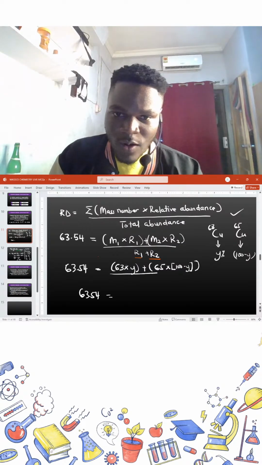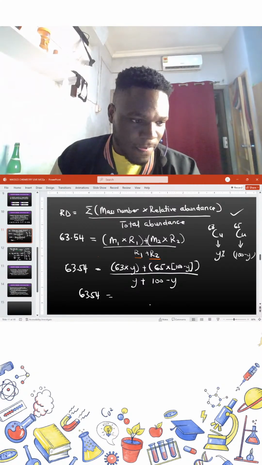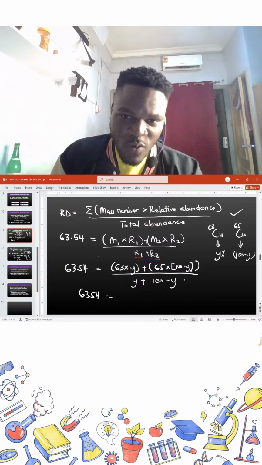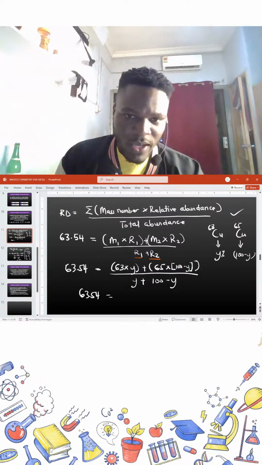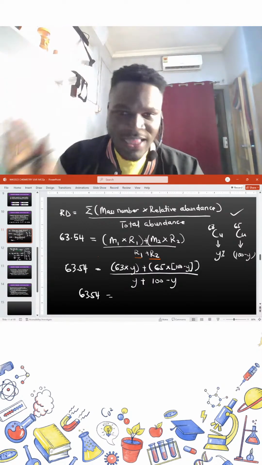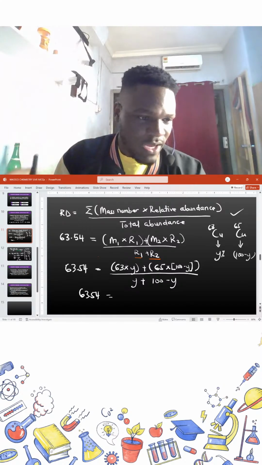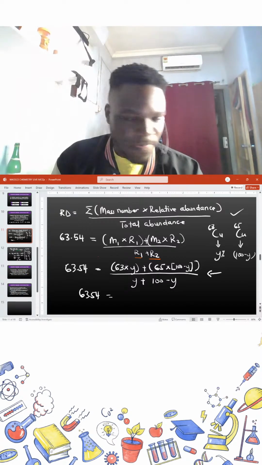Then all over the total abundance, which is the sum of R1 and R2, so it becomes y plus the second one, which is 100 minus y. Over here, you can see positive y, negative y. They will cancel each other out, and that is how come we are getting just 100 over there. So Juliet, that's up to this point. Does it make sense? Do you understand?